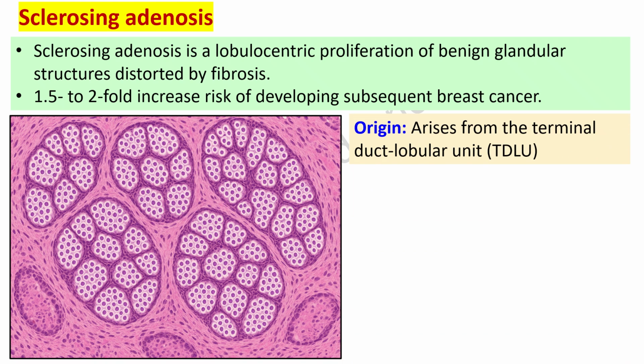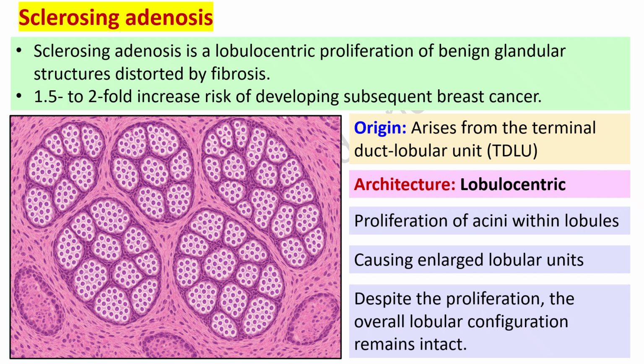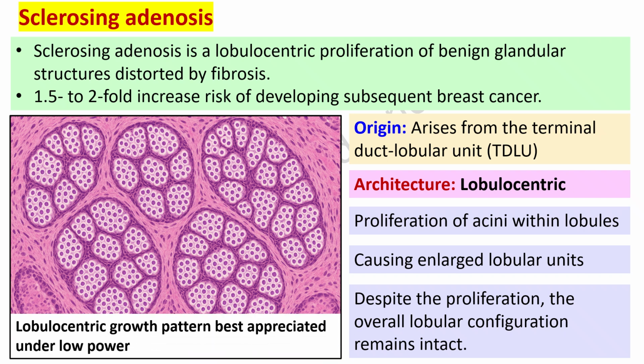What is the origin? It arises from the terminal duct lobular unit and the architecture is lobulocentric. There is proliferation of acini within the lobules. It causes an enlarged lobular unit. Despite the proliferation, the overall lobular configuration remains intact and hence it is known as lobulocentric pattern of growth. So, the lobulocentric growth pattern is best appreciated under low power.